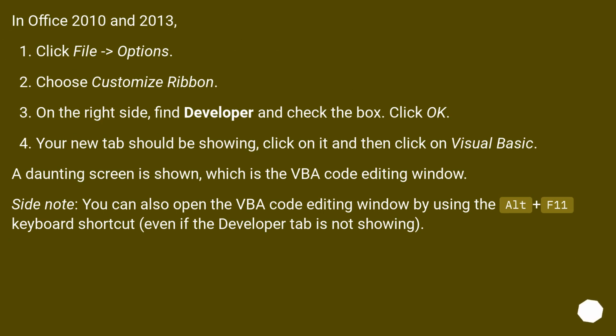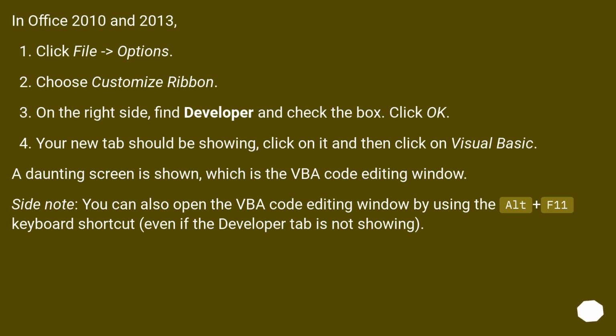In Office 2010 and 2013, click File, then Options. Choose Customize Ribbon. On the right side, find Developer and check the box. Click OK. Your new tab should be showing. Click on it and then click on Visual Basic.